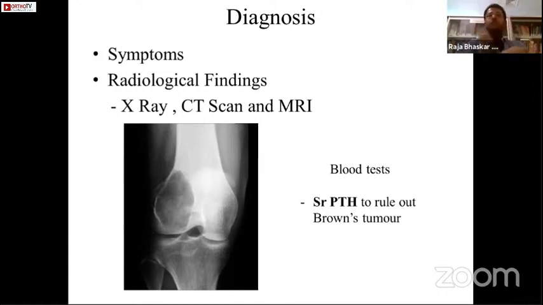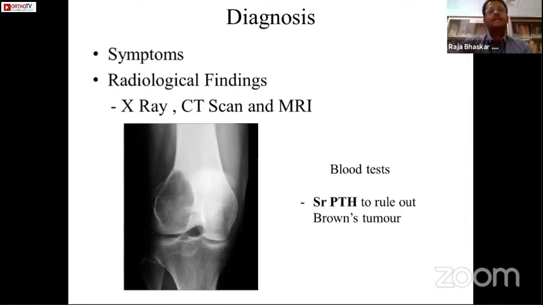So many people ask, are there any blood tests for giant cell tumor? The only blood test which we should think of is a serum parathyroid hormone, just to rule out a Brown's tumor. Brown's tumor will have diffuse osteolytic lesions. And if you are concerned about that, you need to do parathyroid hormone. Otherwise, there is nothing else you need to do. There are a few markers which are being introduced by histopathologists in industry specific for variants of giant cell tumor.